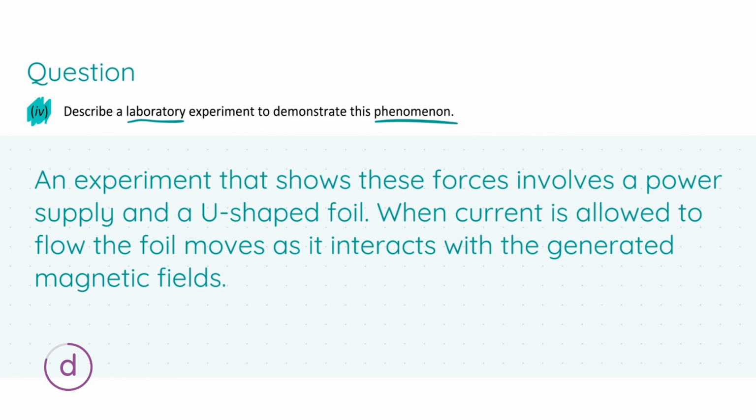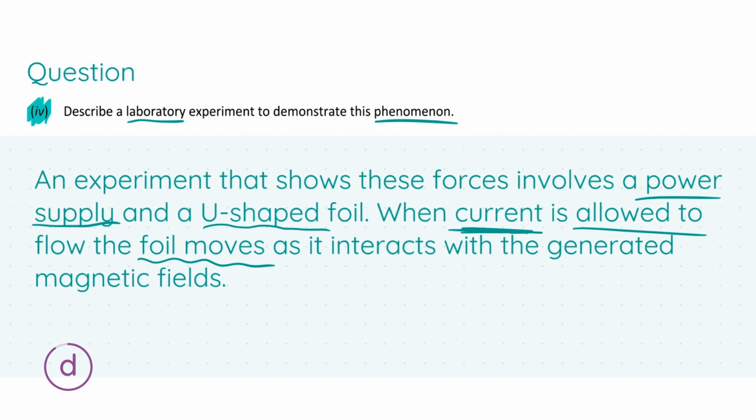So in this case, the experiment you're required to know is that what you need in order for it to work is a power supply and a U-shaped piece of foil. When power is actually supplied to the apparatus, the foil moves as it interacts with these generated magnetic fields, and that's the simplest bare bones demonstration that you do in this part of the electricity section of the physics. The key terms that you need to include here were the U-shaped foil, as well as having this power supply. Another important thing to note here was that you were allowing this current to flow, and finally saying that the foil actually moves as a result of this current flowing.